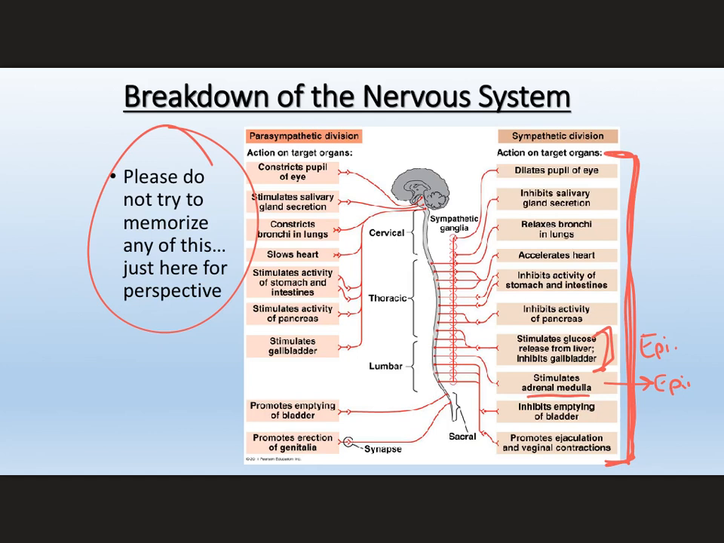And then on the left-hand side, you see those parasympathetic things, which again are sort of just your opposite things, right? Pupil of the eye constricts, stimulates salivary secretion, constricts the lungs, slows your heart rate, stimulates activity of the stomach and pancreas and all that good stuff. And notice that most of these parasympathetic tracts come from right up here by the brain, whereas those sympathetic tracts occur kind of along the spinal cord. But again, do not spend time studying this chart or anything like that.